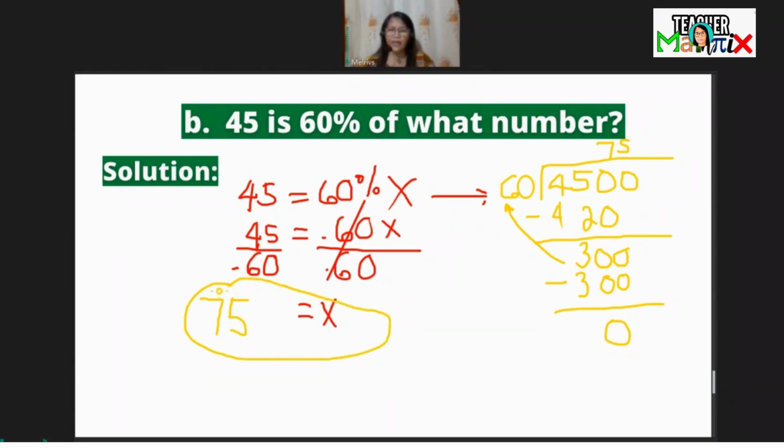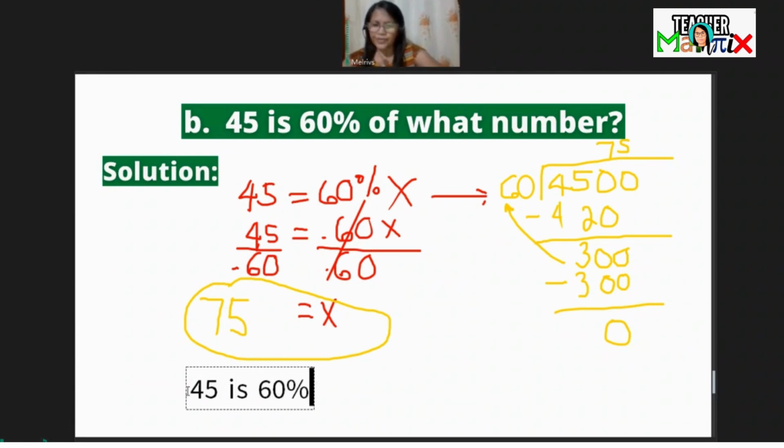So let me complete the answer. Let me indicate the complete answer here, in black. That means 45 is 60% of 75. Okay. Do you understand? Now, let me proceed with the third problem.